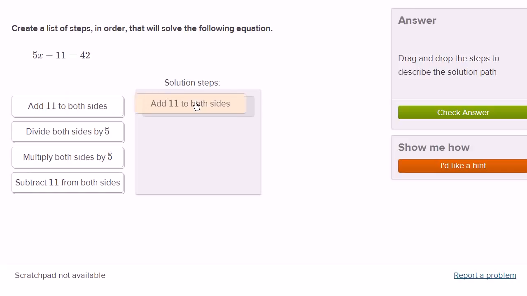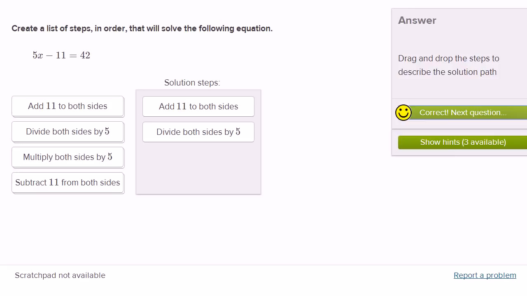So I'm going to add 11 to both sides. Adding 11 to both sides, then I'm just left with 5x is equal to 53. And then I divide both sides by 5. Got it right.